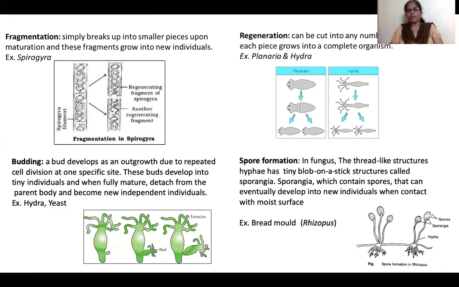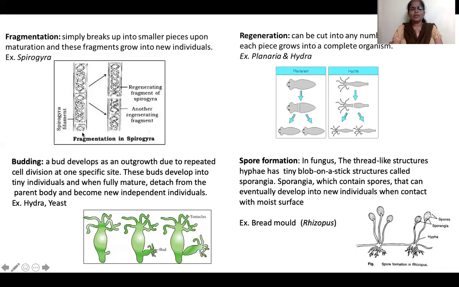For example, in Spirogyra, what happens? This is a Spirogyra filament. If, due to unfavorable conditions, it breaks, it becomes fragmented. When fragmentation happens, this Spirogyra will never die. Each fragment will develop into a new Spirogyra, and so we will have two offsprings, two new individuals.